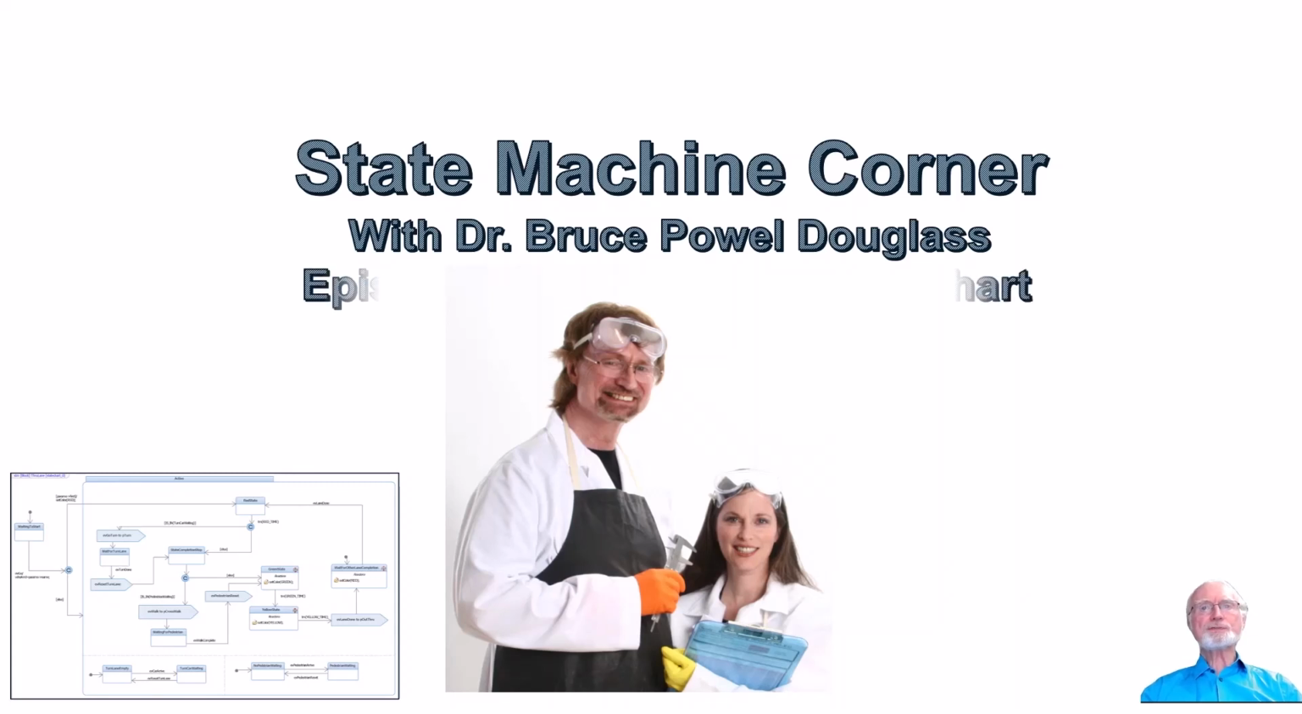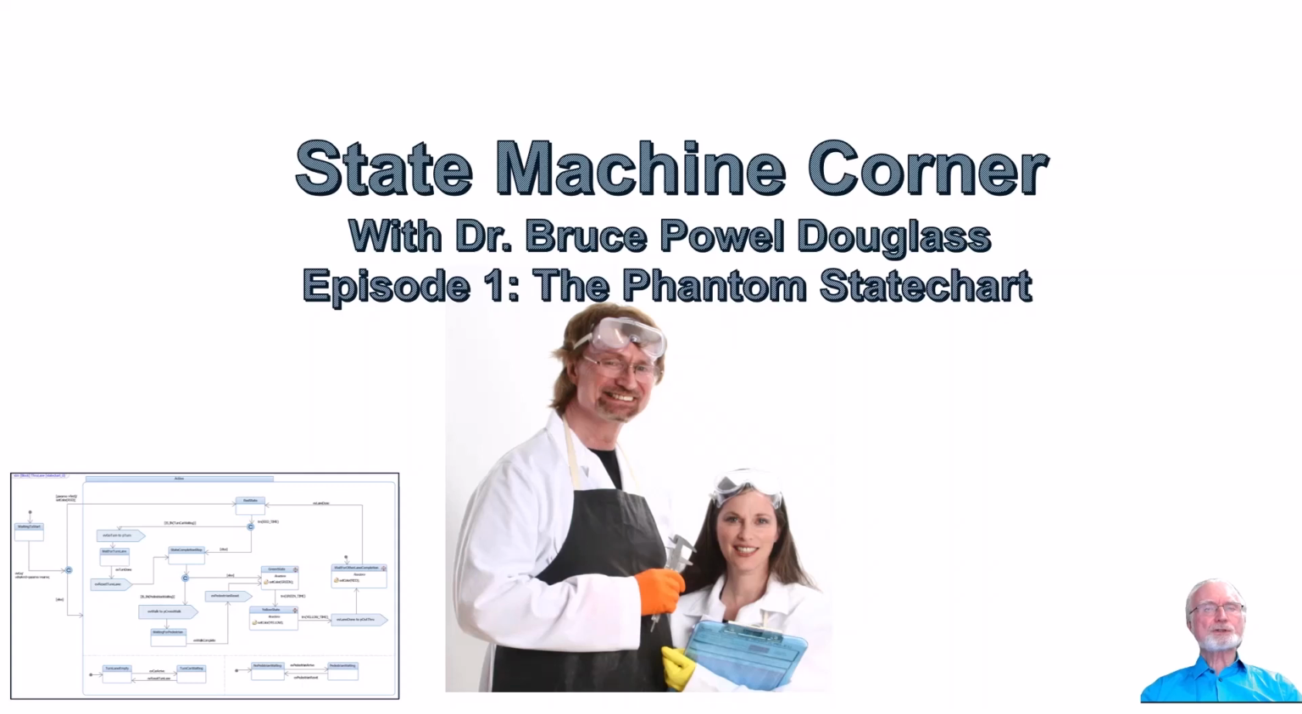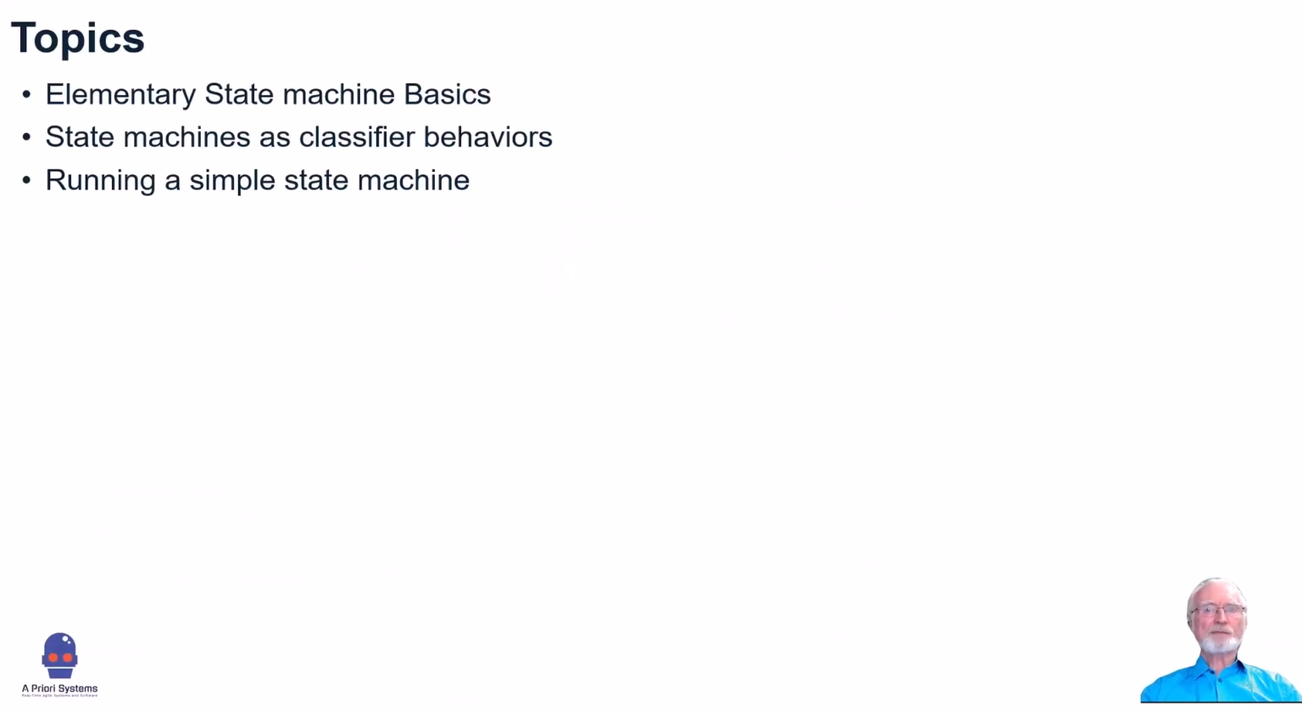So I thought it would be useful to have a series of short discussions and demonstrations of what state machines are, how to create them, and how to render them in a couple of different tools. In this first episode, I thought it would be useful to talk about the basics of state machines, how they represent classifier behaviors, and actually even build and execute some simple state machines in a couple of different tools, IBM Rhapsody and Cameo from NoMagic.